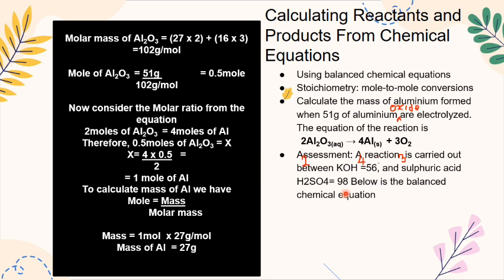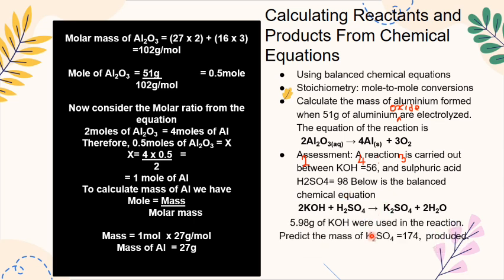Okay, I think it's time for assessment. A reaction is carried out between potassium hydroxide, they have given us the molar mass to be 56, and sulfuric acid, H2SO4, 98 is the molar mass. Below is the balanced chemical equation. You have the equation here.